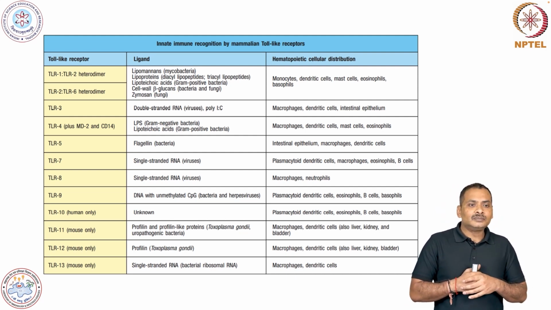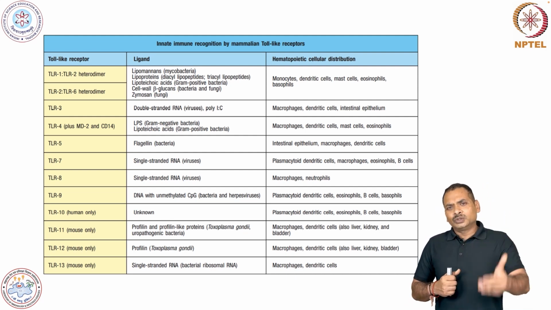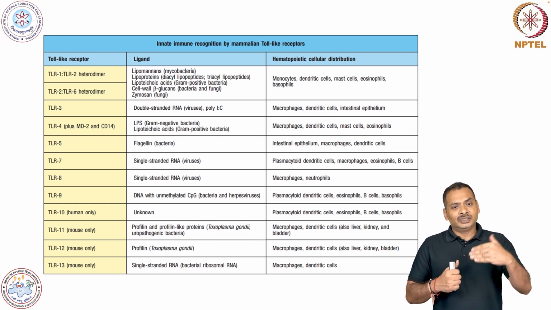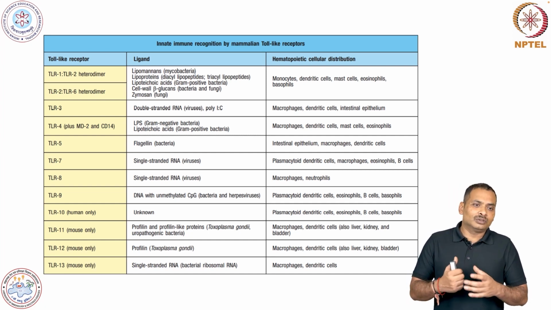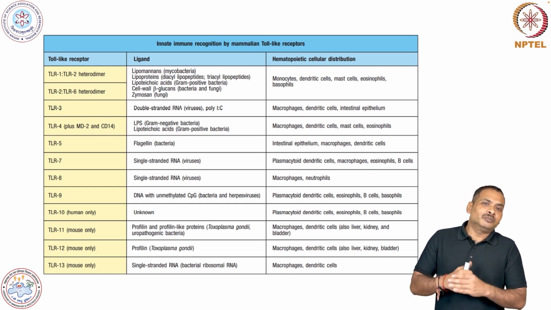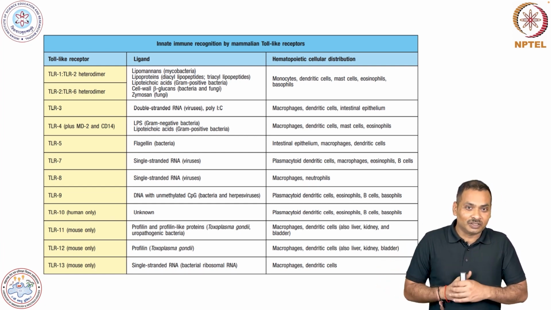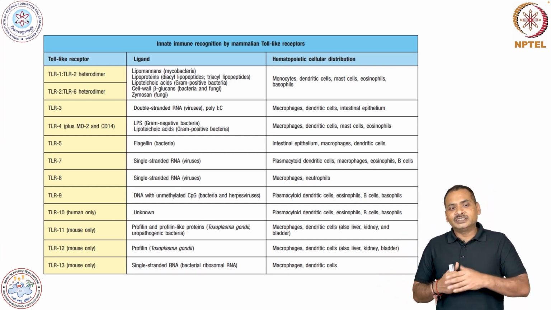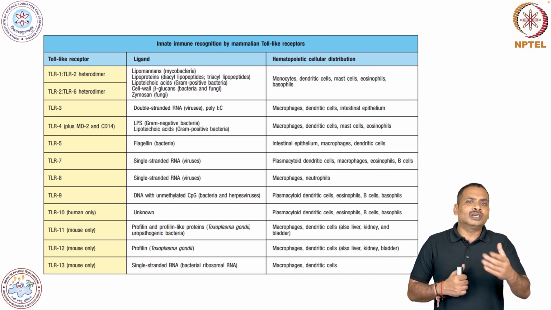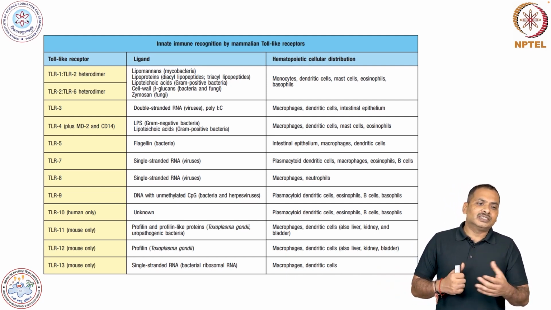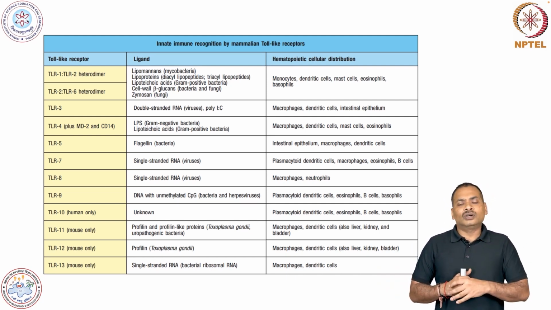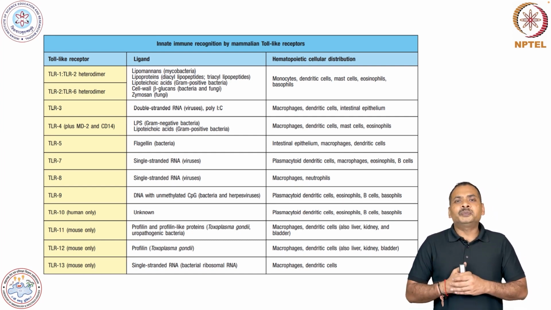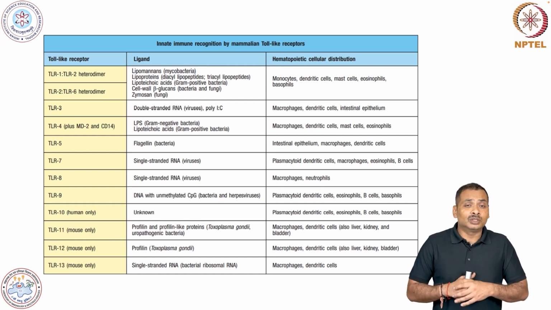So you can go through this table and try to understand and remember that these TLRs play a very important role in various compartments of the cell. And here you can see that TLR10 is only expressed in humans, whereas TLR11, 12 and 13 are only expressed in mouse. So with this I will stop here, and in the next session I will talk about TLR signaling. Thank you.